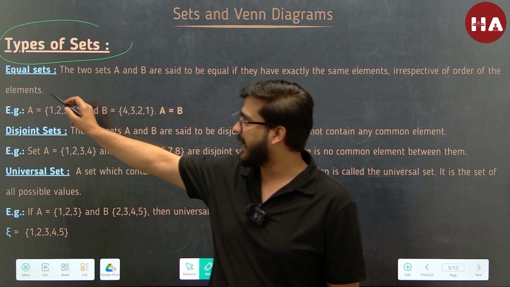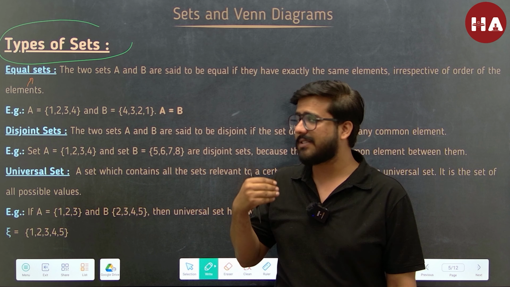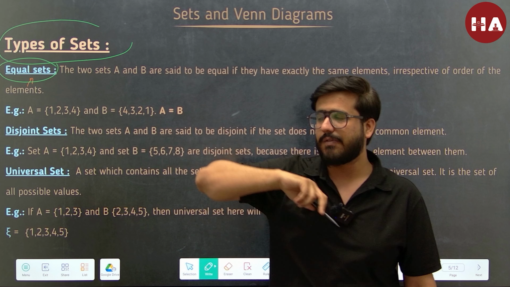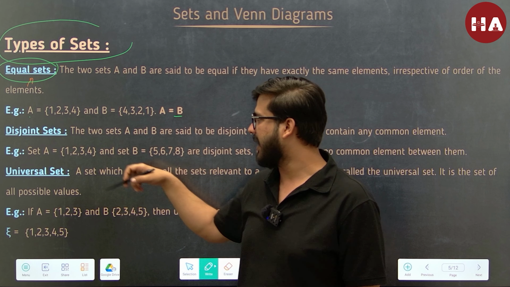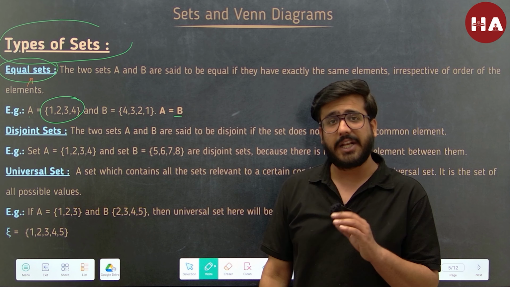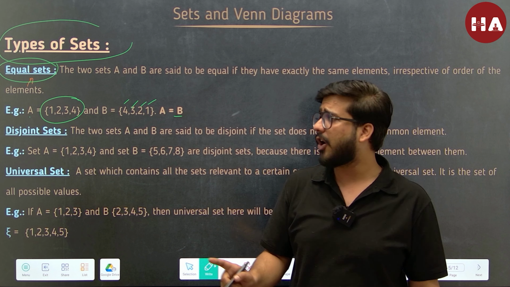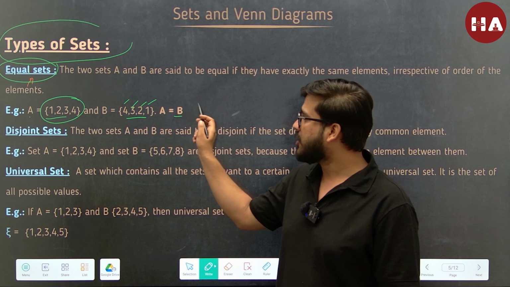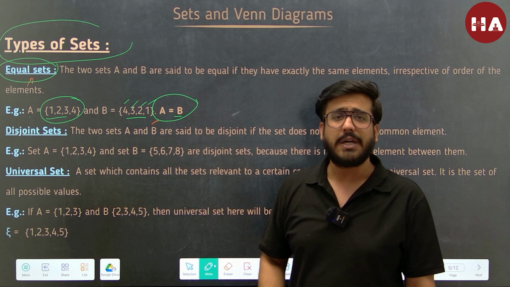So the first one given here is equal sets. What do equal sets symbolize? As I was saying, the name suggests the meaning of the set, the classification basically. So if there are two sets A and B, here you can see that the elements are 1, 2, 3 and 4, and in set B we also have the same elements. Irrespective of the order, you have to check that the elements in A are the same as the elements in B. So we can write that A is equal to B.